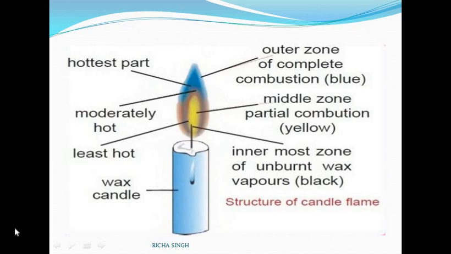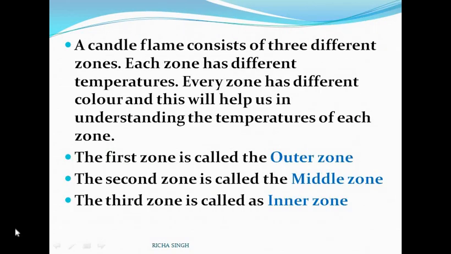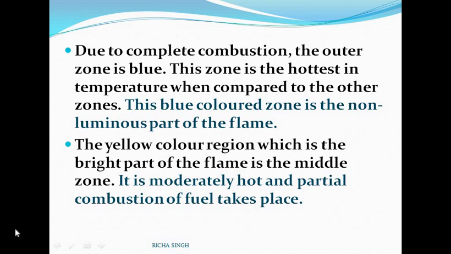What is happening? This zone is located at the base of the flame, and the blue color of the zone is due to the burning of carbon monoxide, which is produced in the dark zone due to incomplete combustion. So these are the different zones of the candle: outer, middle and inner. And one more is there, that is the lowest blue zone also.